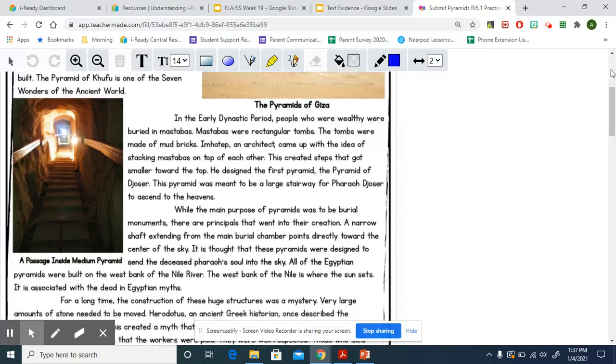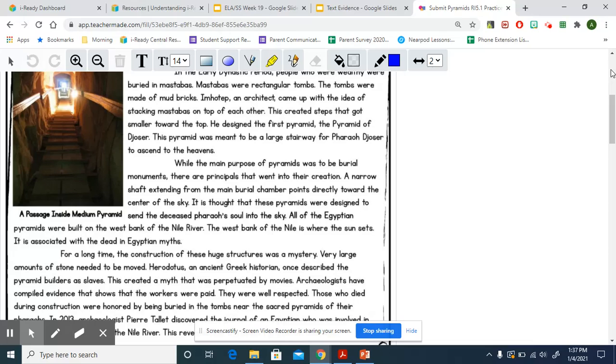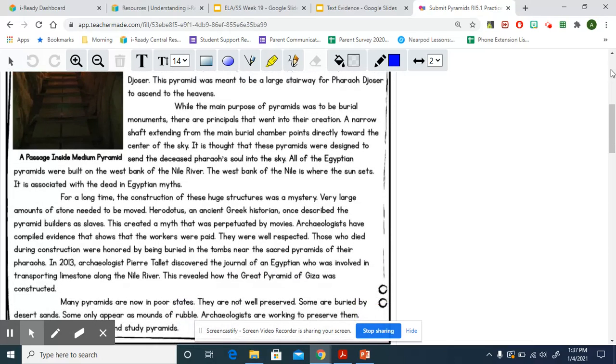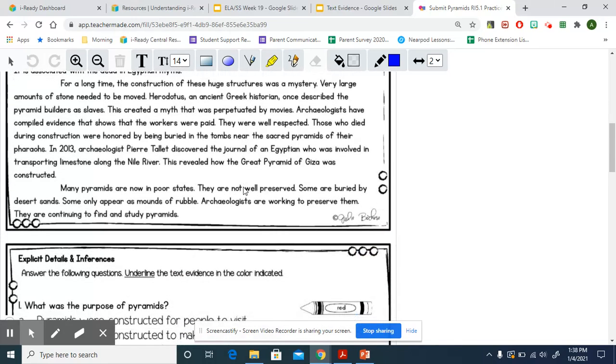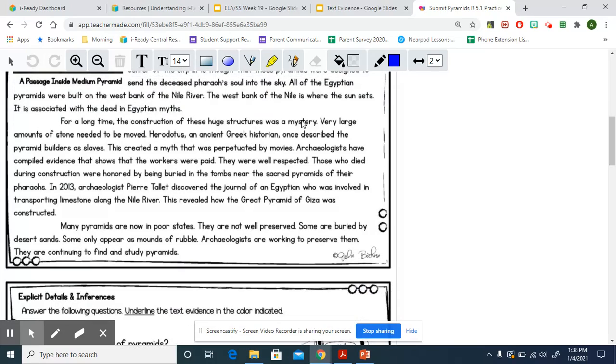While the main purpose of pyramids was to be burial monuments, there were principles that went into their creation. A narrow shaft extending from the main burial chambers points directly towards the center of the sky. It is thought that these pyramids were designed to send the deceased pharaoh's soul into the sky. All Egyptian pyramids were built on the west bank of the Nile River. The west bank of the Nile River is where the sun sets, and it is associated with the dead in Egyptian myths. For a long time, the construction of these huge structures was a mystery.